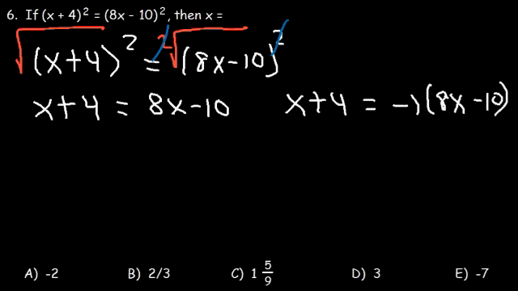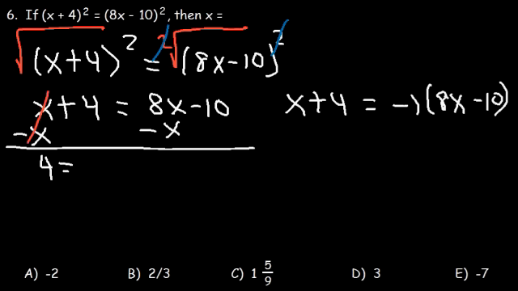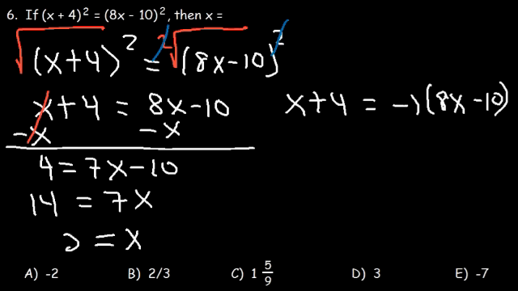So let's start with the equation on the left. Let's subtract x from both sides. So we're going to have 4 is equal to 7x minus 10. So next, let's add 10 to both sides. 10 plus 4 is 14. So 14 equals 7x, and then we're going to divide both sides by 7. So 14 divided by 7 is 2.